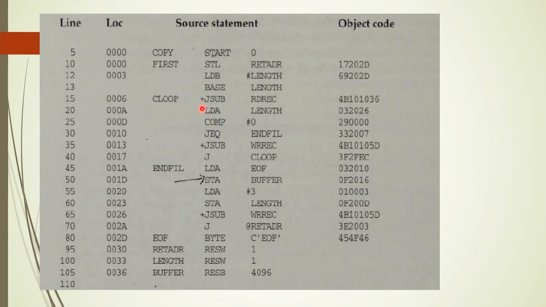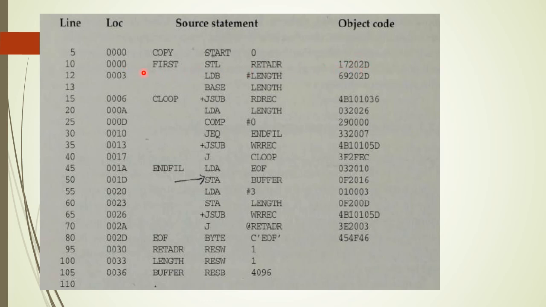The plus stands for instruction format 4. The hash stands for immediate addressing. Here #LENGTH, #0, #3, and @ is the indirect addressing mode. The object code for the first instruction, that is the first STL RETADR, is 17202D. For the instruction STL RETADR, the object code is 17202D.